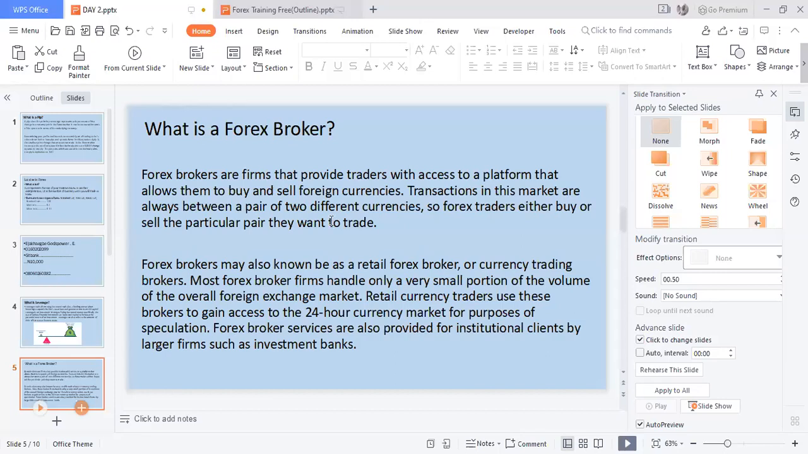Now, the next one is brokers. Who are brokers? Brokers are firms that provide traders with access to a platform that allows them to buy and sell foreign currencies. Transactions in the market are always between a pair of two different currencies. So forex traders either buy or sell in a particular market.